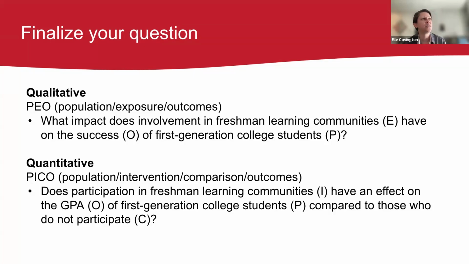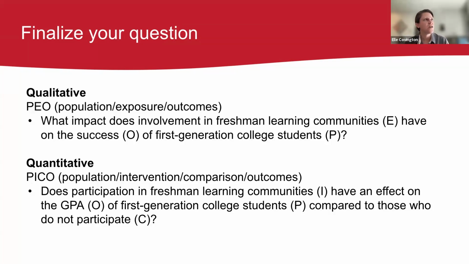And so a good example here is what impact does involvement in freshman learning communities, so that's our exposure, have on the success outcome of first generation college students? So we've got all of our different elements in there. We're still going to need to do some defining of what those concepts are. How are we measuring success, right? But that at least gives us a starting point to do that work. And I would say doing some of that definition is, to me, still part of developing your research question. Even though you may have this as your research question, we still want to think through what we mean by these things. And I still consider that part of putting together a research question.